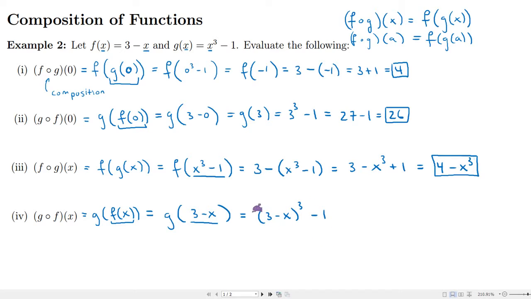And this is an acceptable answer. You could expand this, but maybe do that only if I specifically ask you to, because expanding that is going to be more work than the foiling that we did up above.